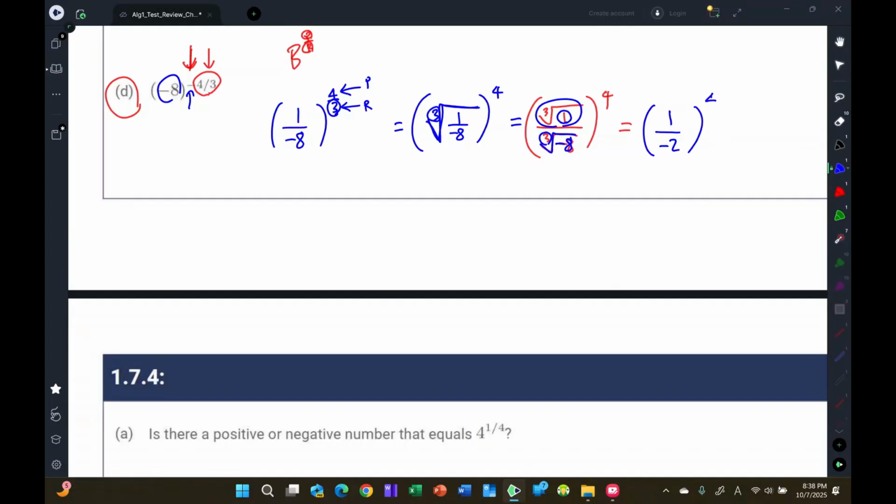And still not forgetting 4. Now, this power 4 applies to top and bottom. And guess what? Since this negative sign is inside the parentheses, it'll be influenced by this even power. So the negative sign will be actually gone. And what is 1 to the 4th power? It's still 1, right? And what's the 4th power of 2? Since the negative sign is gone, it is 2 to the 4th power. That's 16. So it'll be 1 over 16. And that's the final answer for D.